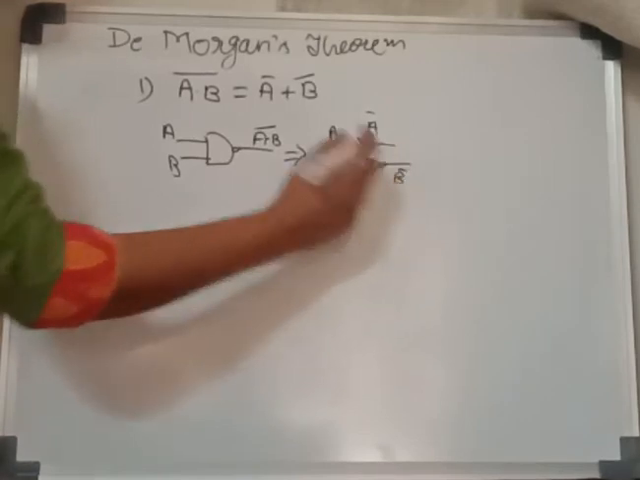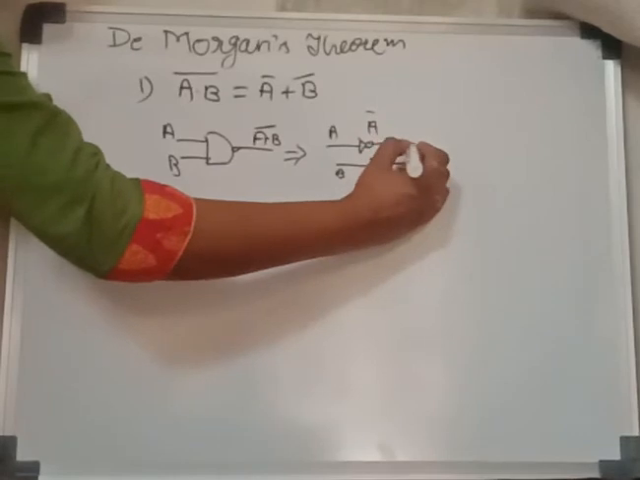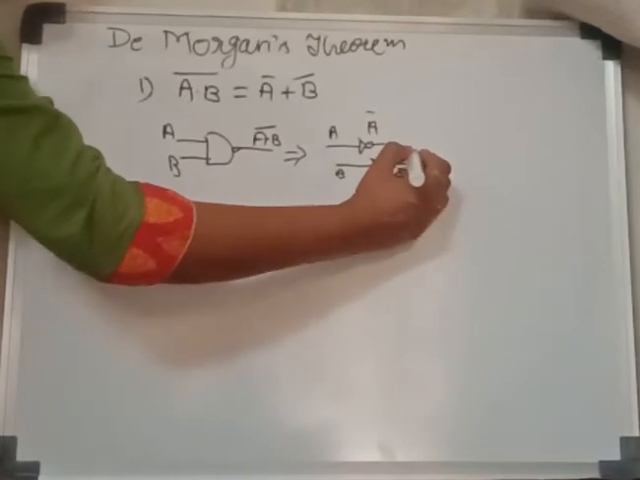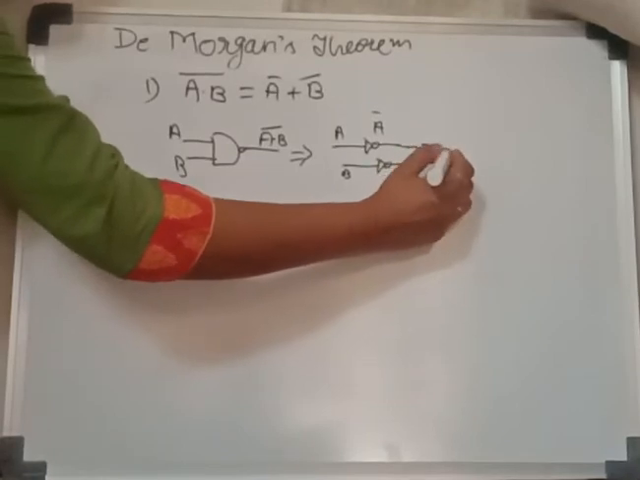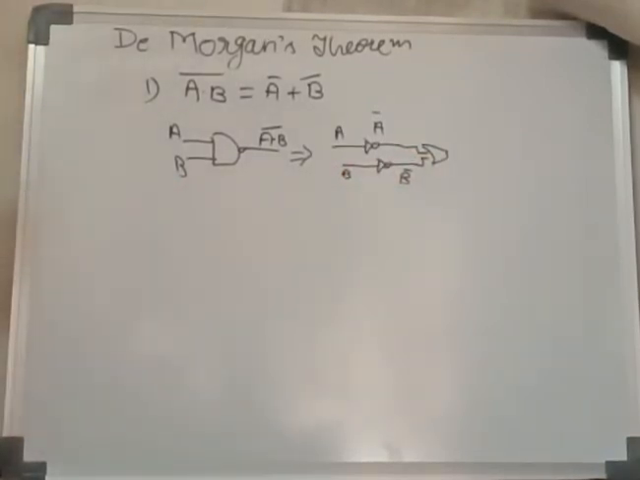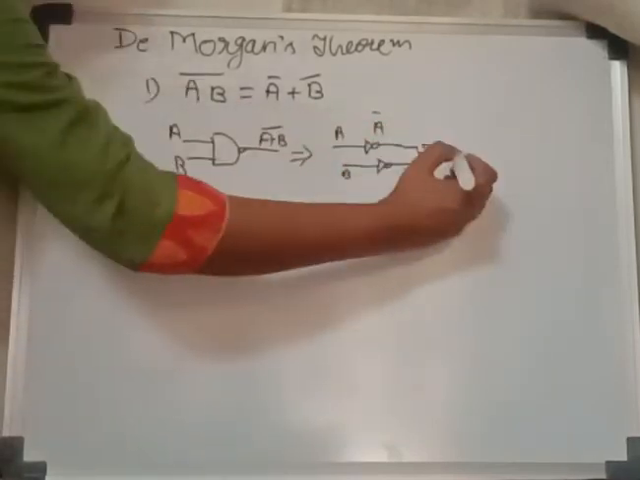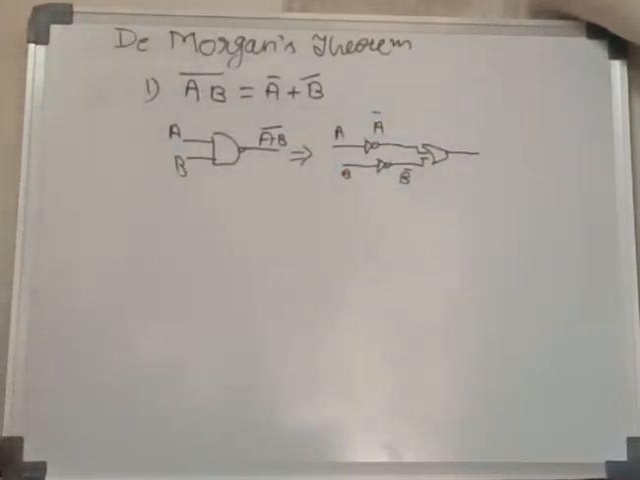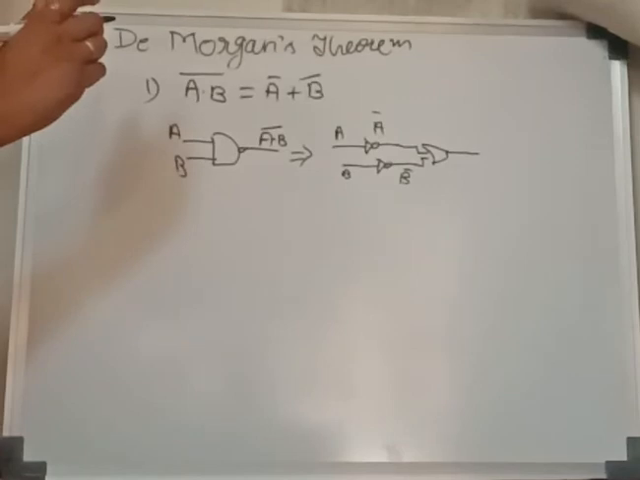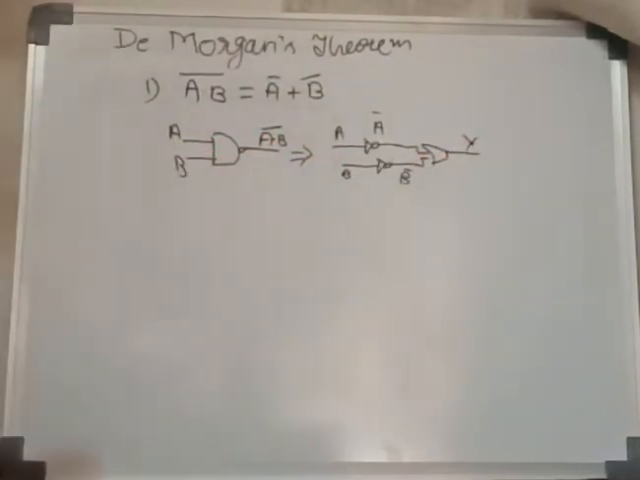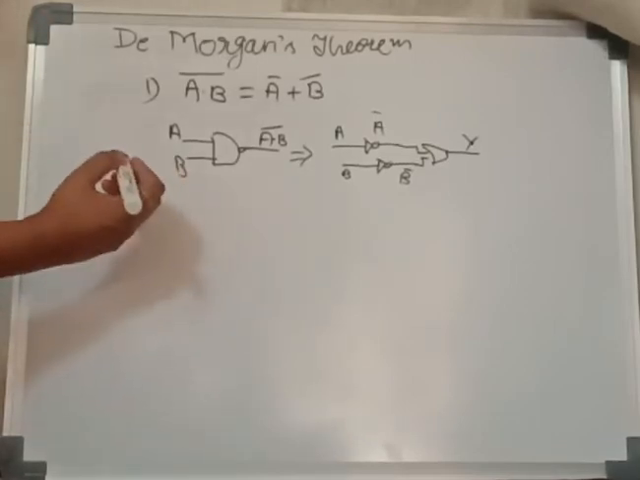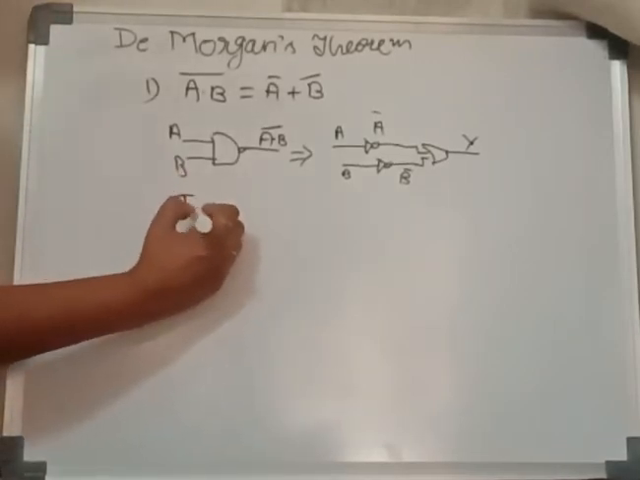And the sum of the two is OR. Okay? This is Y, or we can say A negation plus B negation. So let us prove this with the help of truth table.